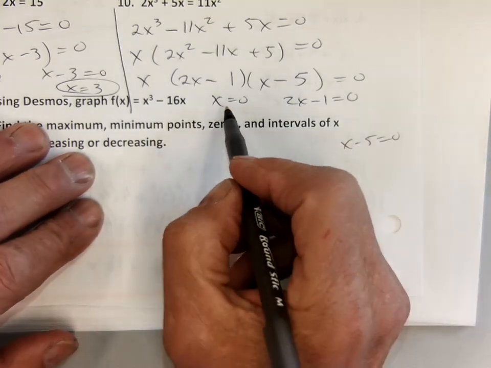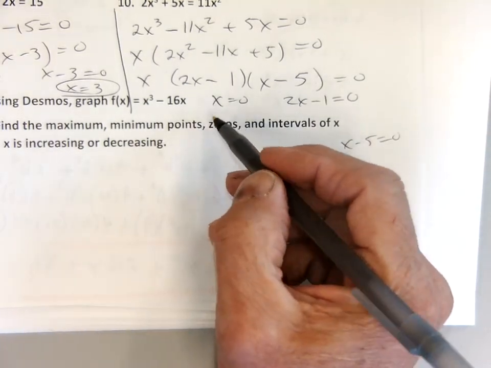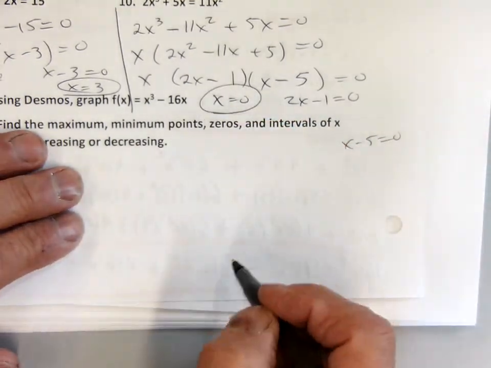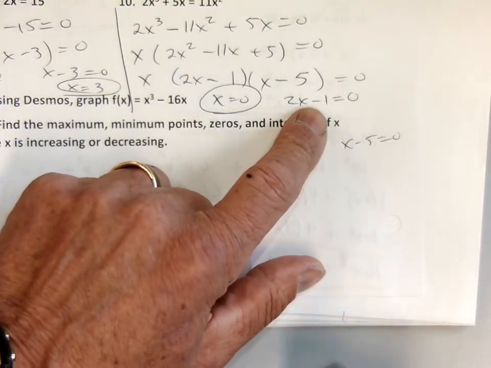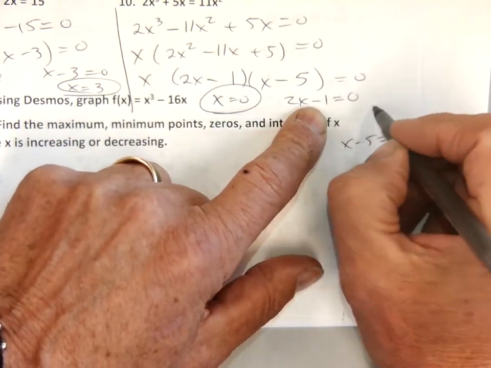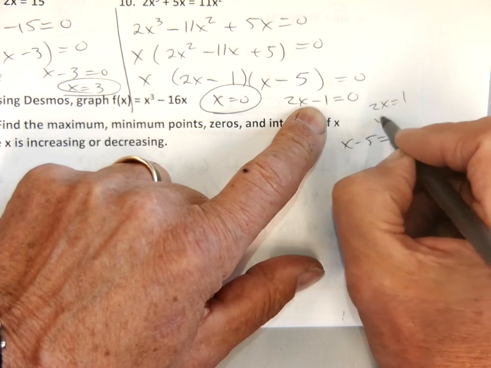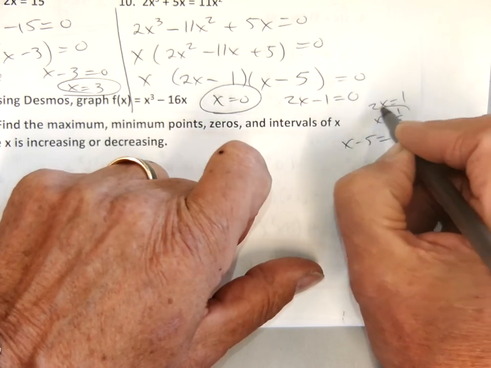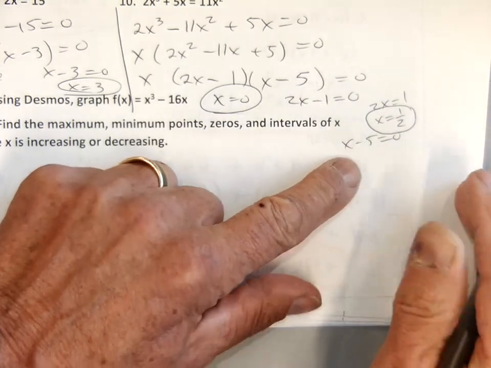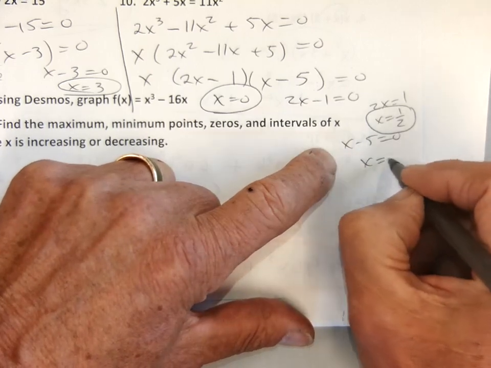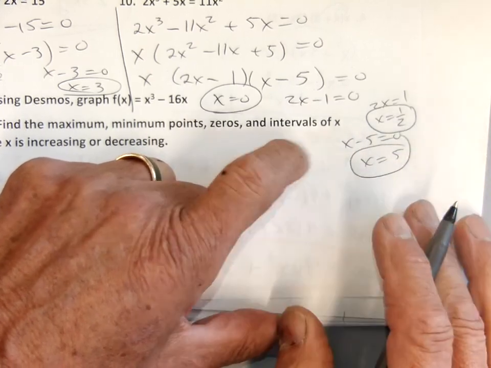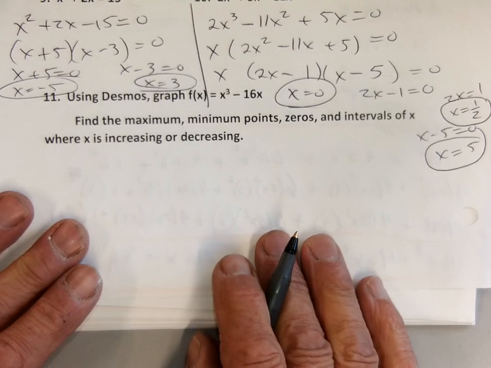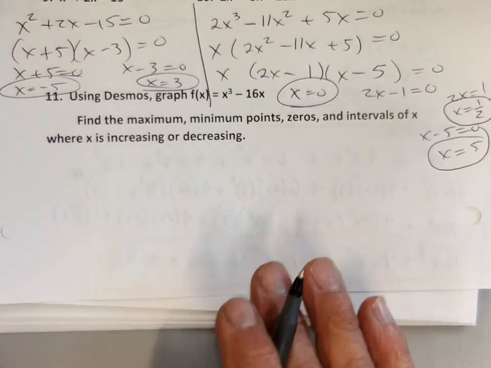Well, x equals 0 is already done. X by itself, it says x. What's one answer? 0. This one, we're going to have to go plus 1, divide by 2, I get 1/2. And then x minus 5, I go plus 5, I get 5, okay? How's that? Yes.